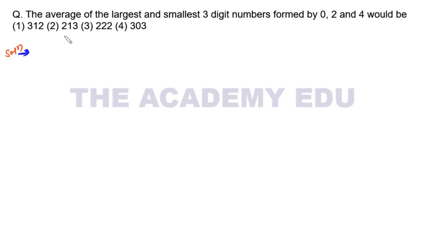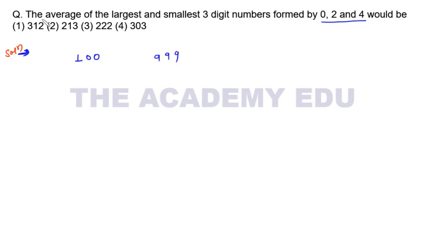The average of the largest and smallest three-digit numbers formed by 0 to 4 would be. The question is saying the average of the largest and smallest three-digit numbers. So what is the smallest three-digit number? The smallest three-digit number is this one, and the largest three-digit number is this one. Okay.